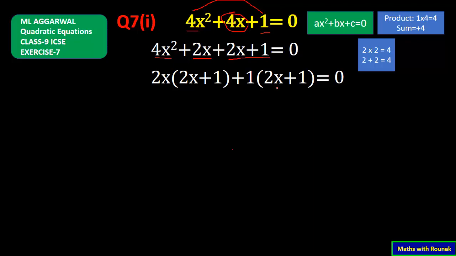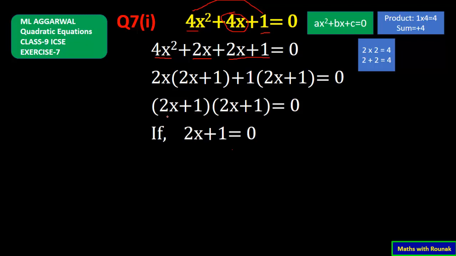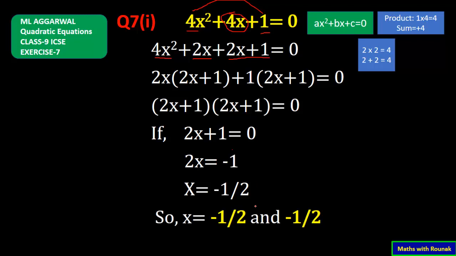Now as 2x plus 1 is common, we can take that out, and the equation has now become 2x plus 1 in bracket 2x plus 1 is equal to 0. Now if either of them is 0, both are the same only. So let's take this one 0. If 2x plus 1 is 0, then 2x is equal to negative 1 and x is equal to negative 1 by 2. So we will get the same value for this bracket also. So we can conclude that x is equal to negative 1 by 2 and negative 1 by 2.